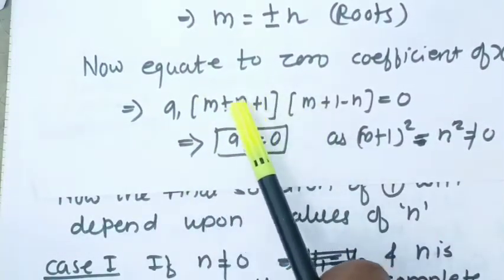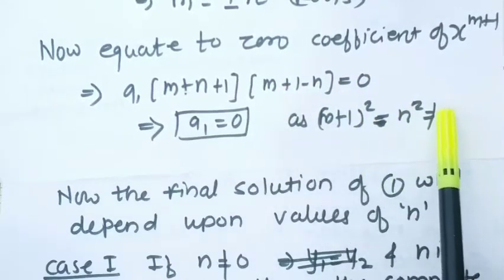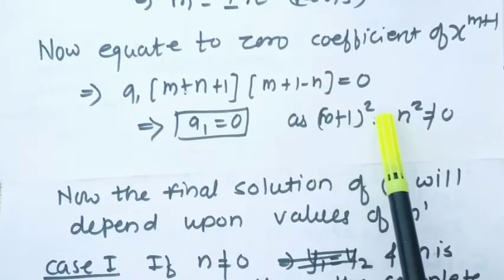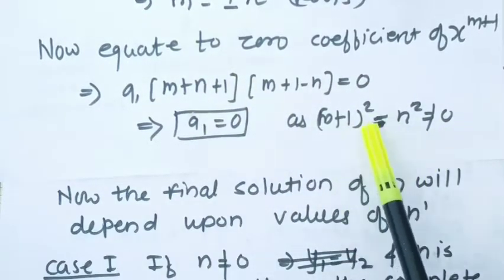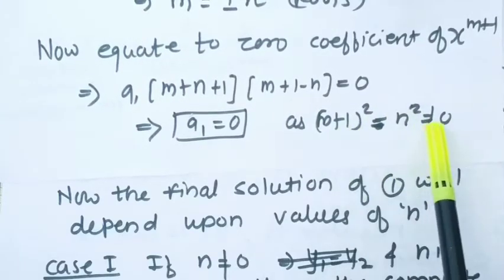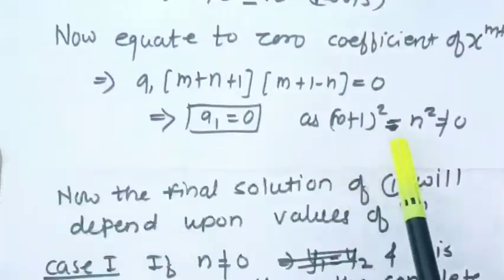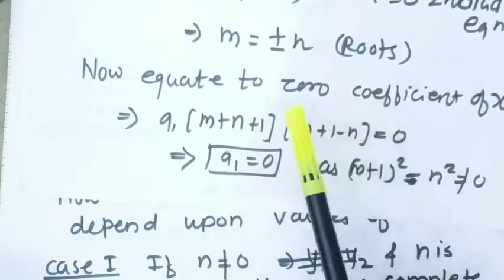Again the product of these two is (m plus 1) square minus n square, using the a square minus b square formula. And this is not equal to 0. This product is not equal to 0, because if it is equal to 0, we'll get (m plus 1) square equal to n square, that is m plus 1 equal to plus minus n. But we have m equal to plus minus n, so m plus 1 can't be equal to plus minus n. So this is not possible. So hence, what is the only possibility?